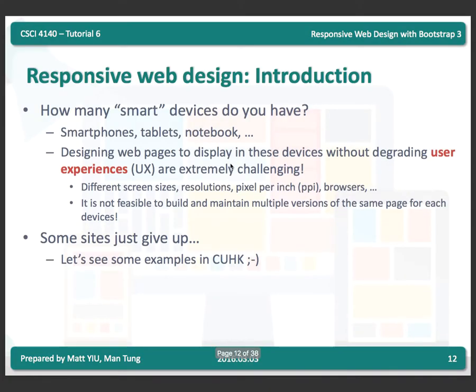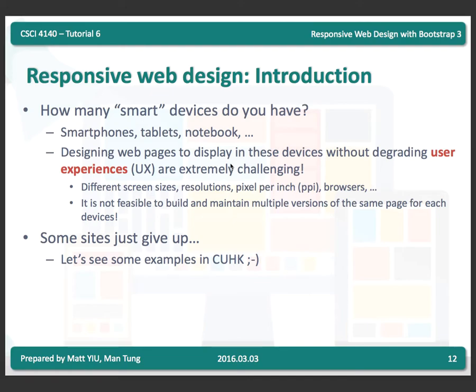So what is it? First of all, I want to ask you, how many smart devices do you have? You may have a notebook, and also smartphones, or multiple smartphones, I don't know. And you have a tablet, or multiple tablets. So you have a lot of smart devices. When you want to design a web page for these devices, you may notice that the resolutions of all these devices are different.